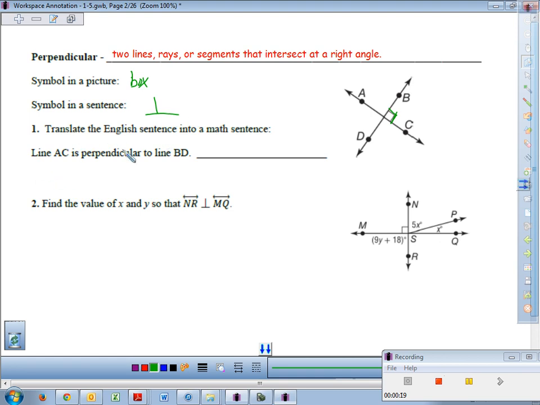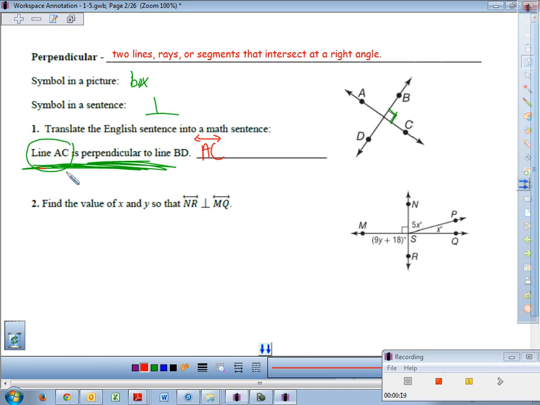So let's see if we can translate this English sentence right here, underlined in green, into a math sentence. See this? Line AC, how does it say that in English? Translate that to math for me, please. How would we write line AC in math? What does that say? Distance from A to C? Is that what we wanted to say? Segment AC. So that's how you translate line AC into math.